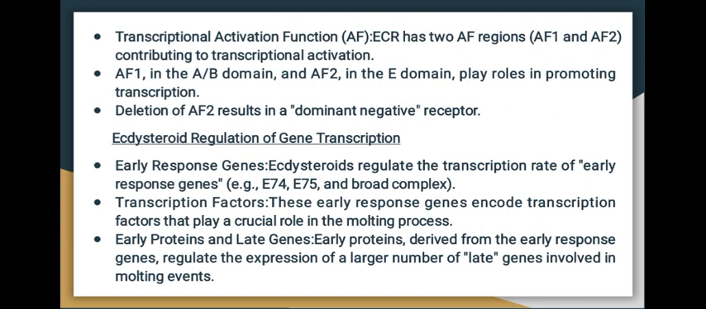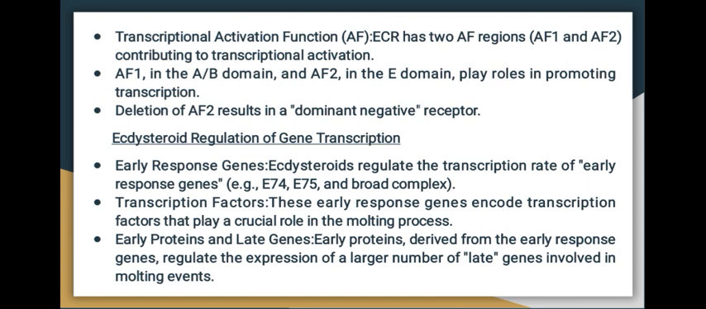This is some technical aspects or some important points related to this. So deletion of AF2 results in a dominant negative receptor. I don't think this much information is needed when studying for the exam, but I want to just convey the message to you. So deletion of AF2 results in a dominant negative receptor.